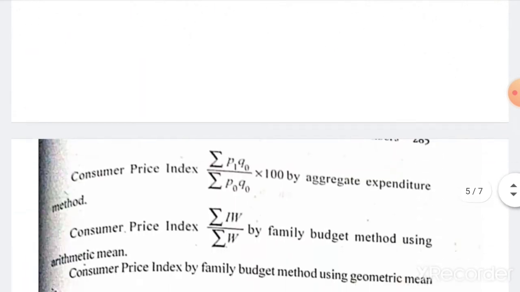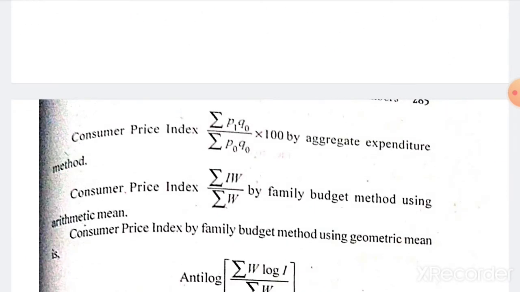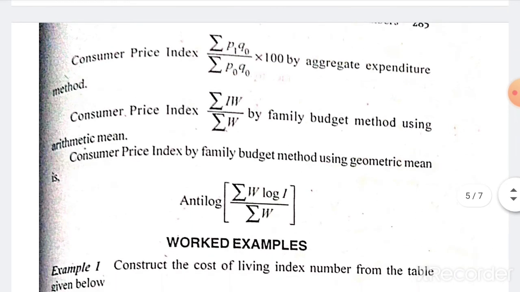Here the formula for the aggregative expenditure method is: consumer price index equals summation of P1 Q0 divided by summation of P0 Q0 into 100. The next is the family budget method. For the price index in arithmetic mean, you have summation of IW divided by summation of W, where W is the weight. The next is geometric mean, which is the antilog of summation of W into log I divided by summation of W. Here the family budget method is very important. If weight is given, you have to go with the family budget method.